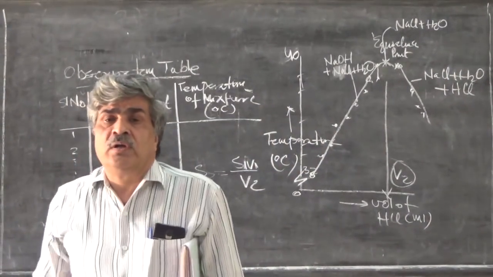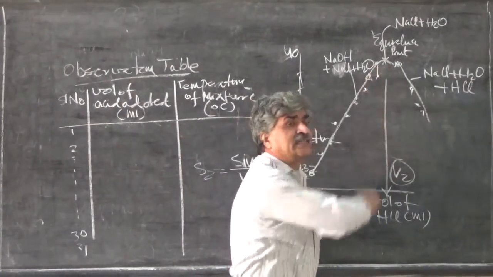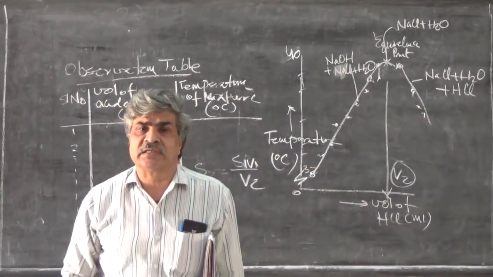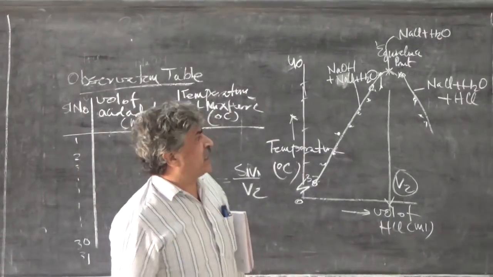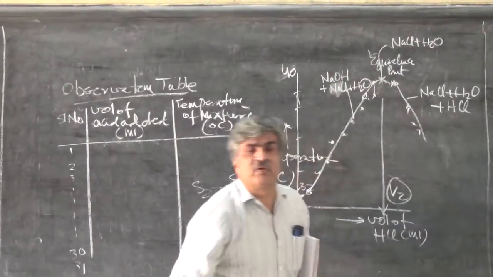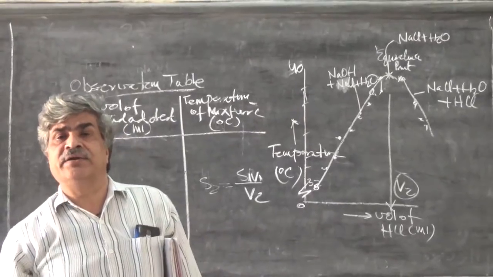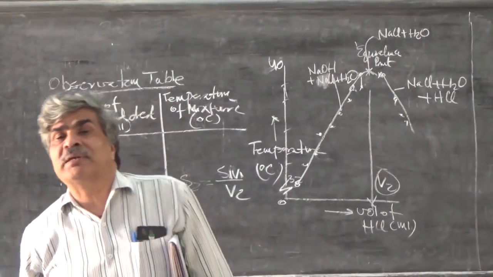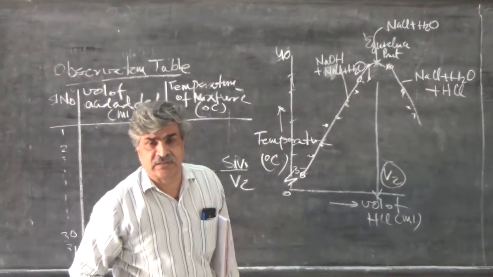Now, after the equivalence point, there is no chemical reaction in the solution because neutralization has been completed. There is no excess of hydroxyl ions. So, HCl remains like HCl, and the graph starts coming down because you are adding hydrochloric acid which is at room temperature, which is at a lower temperature as compared with the temperature inside the thermos flask.